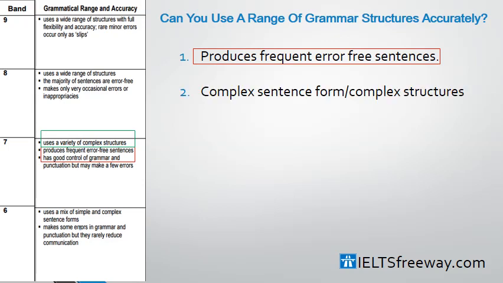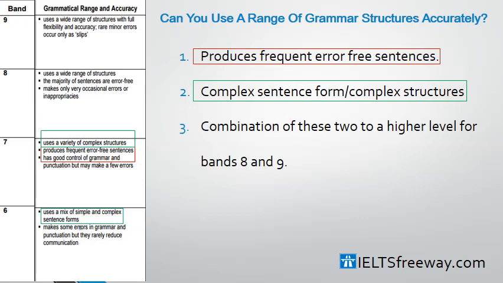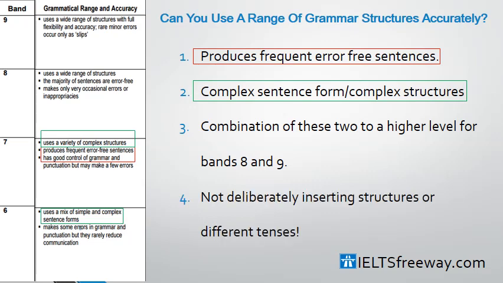And even in band 6 it says uses a mix of simple and complex sentence forms. So basically, you can't just write simple sentences and expect to score anything more than a 5. You've got to have some complex sentences in there. So combining both of these principles will lead you to the higher band scores of 8s and 9s. Now, it's important not to deliberately start putting in different conditional sentences or different types of tenses, because it's easy to see when you've done that, and it's not natural to do that.